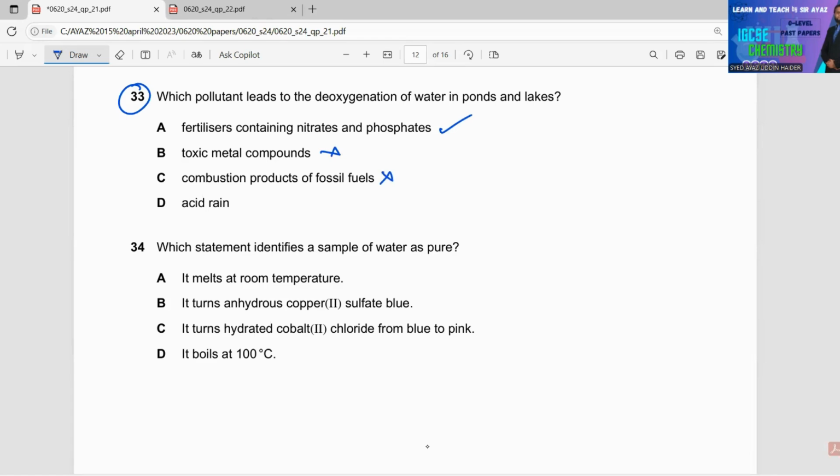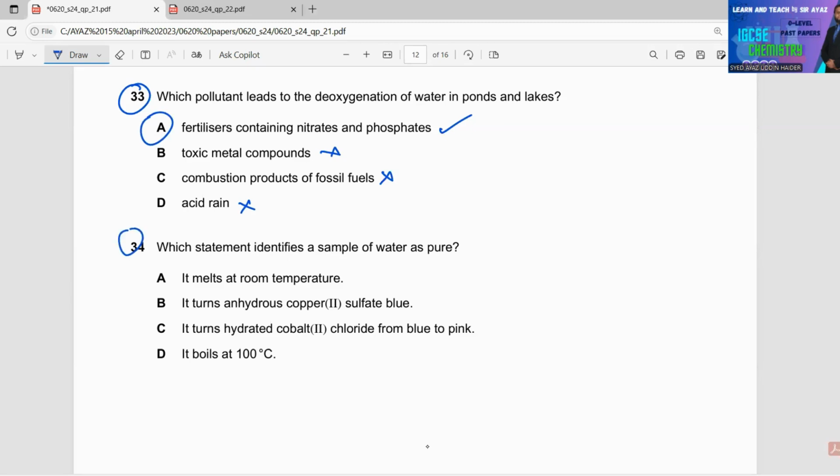Combustion products of fossil fuels include carbon dioxide, carbon monoxide, and unburned carbon. It's not responsible for deoxygenation of water. Acid rain is responsible for deforestation, killing marine life, dissolving metal structures, etc. So A must be the right answer in this case.